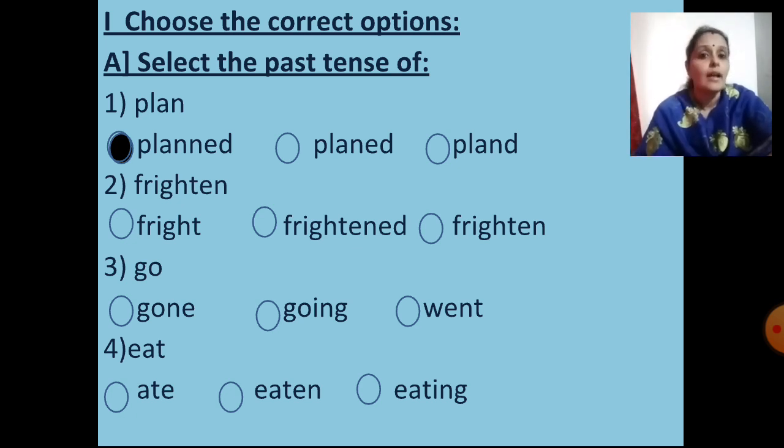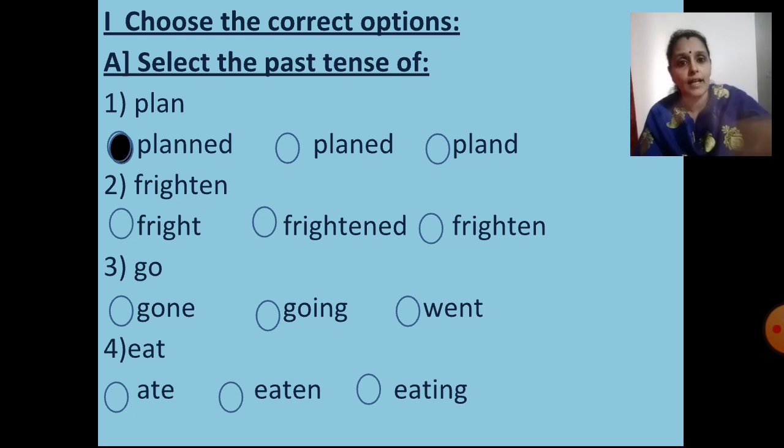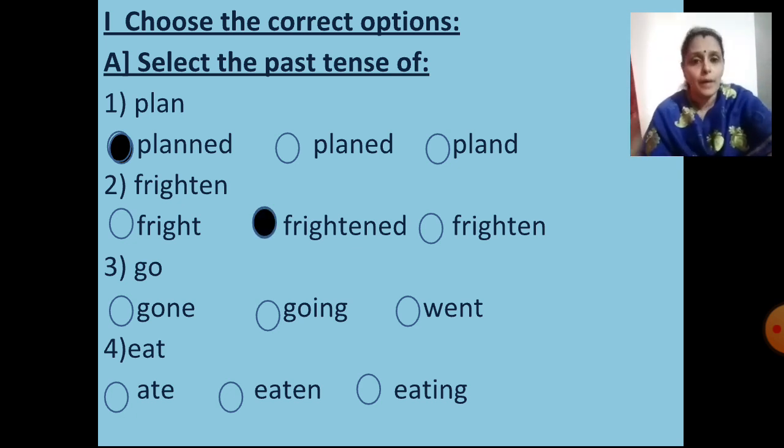Next one, F-R-I-G-H-T-E-N, frighten. Now what's the past tense of frighten? F-R-I-G-H-T, fright. F-R-I-G-H-T-E-N-E-D, frightened. Or F-R-I-G-H-T-E-N, frighten. What should be the correct answer? F-R-I-G-H-T-E-N-E-D, frightened is the correct answer. So what should I do? I will go to frightened and select it. The past tense of frighten is frightened.